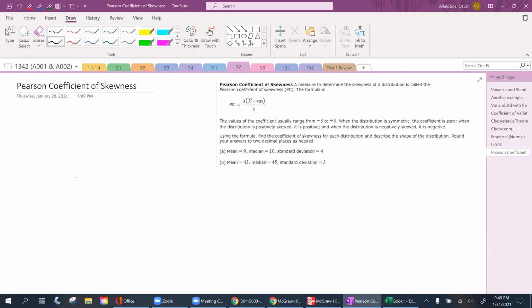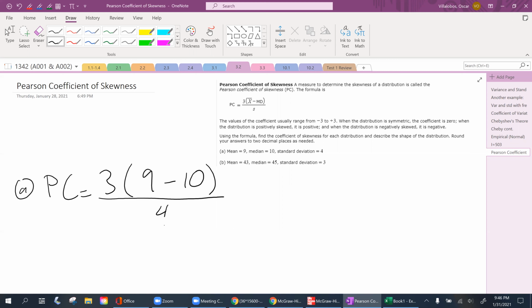So let's do the first example, A. The PC is going to be 3 times the median. I'm sorry, 3 times the mean, which is 9, minus the median, which is 10, divided by my standard deviation. All right, and let's see what that gives us. It's going to be 3 times the negative 1, divided by 4. This is going to be negative 0.75, all right? It's negative, so this is going to be negatively skewed, all right?